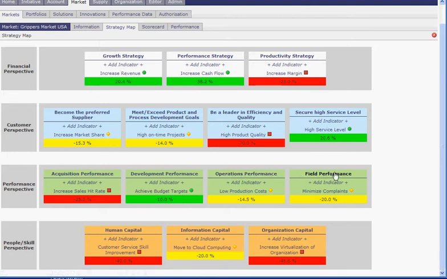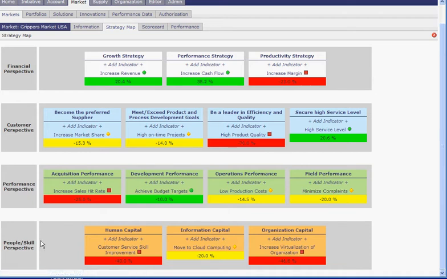Operation performance and field performance: really, operation performance like low product cost is triggered by ERP systems, and field performance works the same way, like minimizing complaints could be an objective.